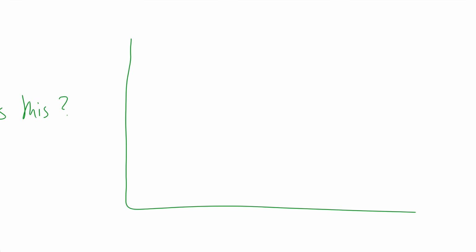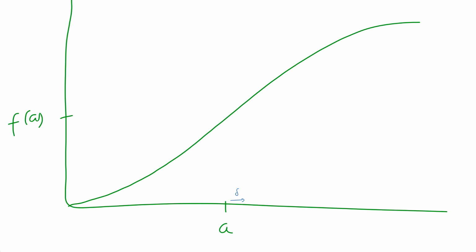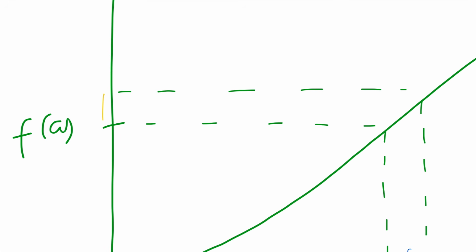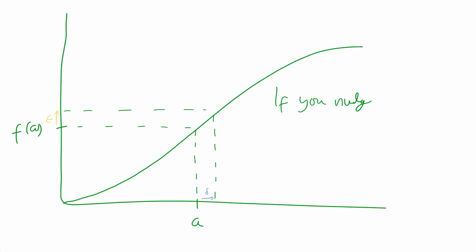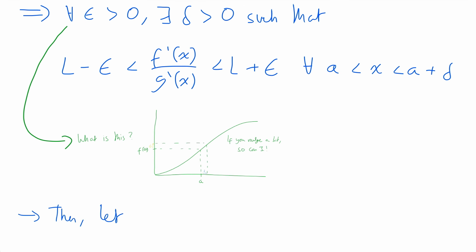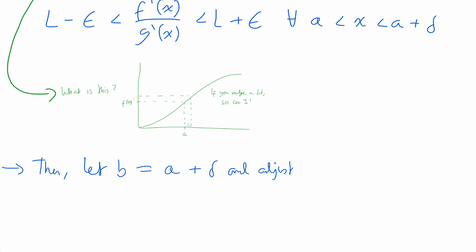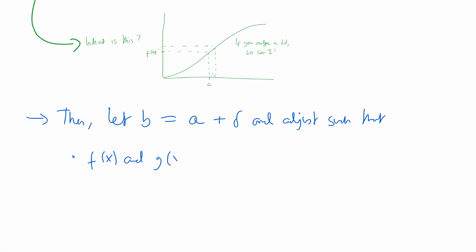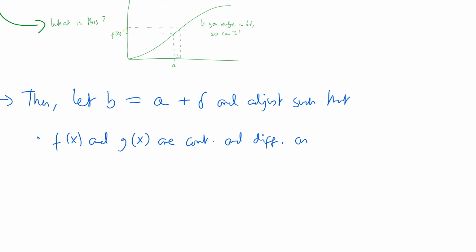Now, if you're unfamiliar with this notion of a limit, essentially what it tells us is that if you say you're going to vary the input of the function by a certain amount, I can give you the amount that you'd have to vary the output by to account for the variation. Basically, if you nudge the input a little bit, I can nudge the output by a little bit. And what we can now do is set b equal to a plus delta, and adjust delta such that f of x and g of x are continuous and differentiable on the interval a to b, and g of x does not equal 0 for x in a to b.